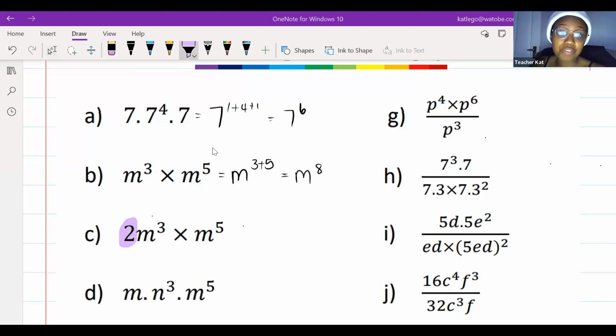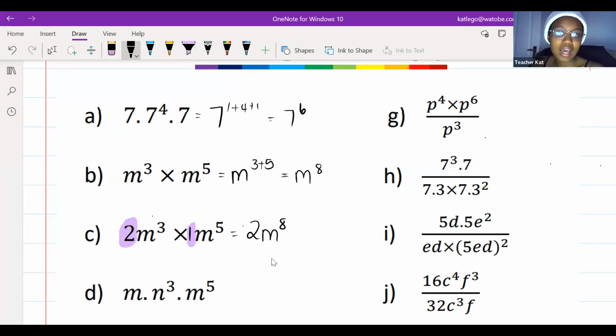Okay, so if there's no coefficient here, similarly, in the same way that when there's no exponent we assume it's a 1, this would be a 1, okay? So then you just multiply the way you would numbers. What's 2 times 1, guys? What's 2 times 1? There we go, 2. That will be 2m to the power of 8.